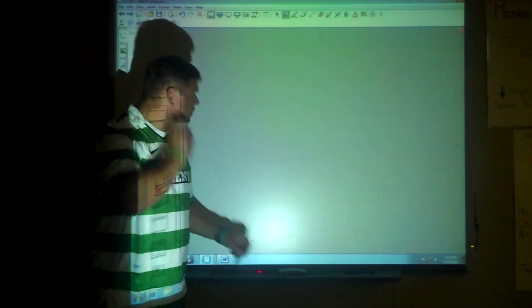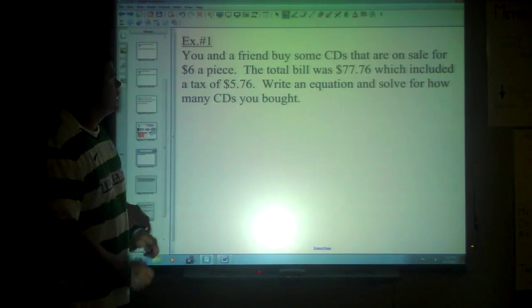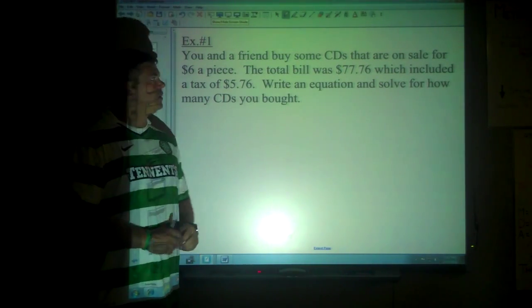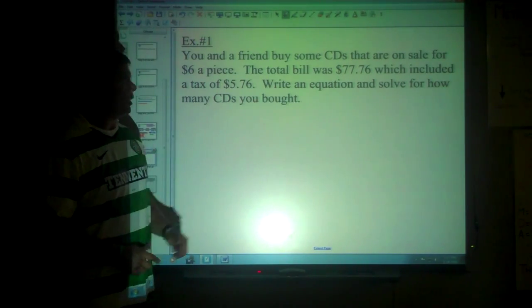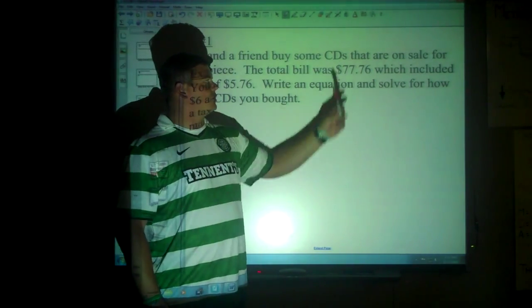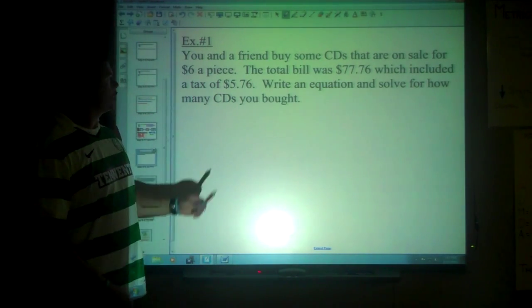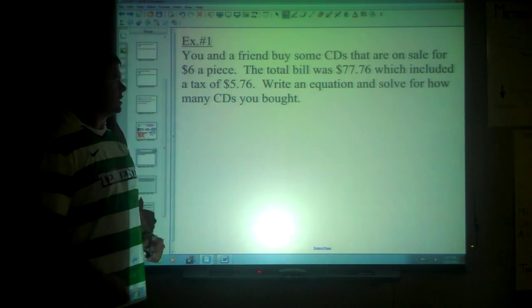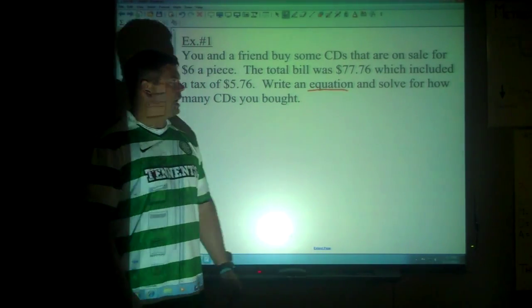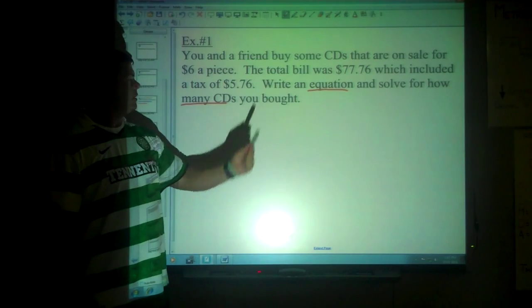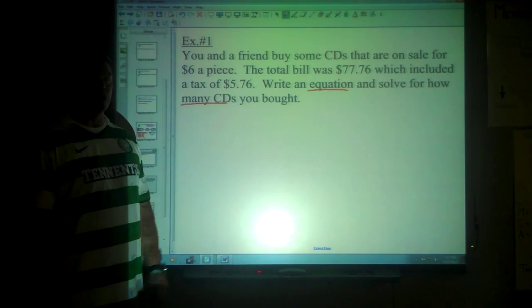So let's see if we can do this on a couple examples. You and a friend buy some CDs that are on sale for $6 a piece. The total bill for all the CDs was $77.76, which included the tax of $5.76. Write an equation, so we know we're dealing with an equation, and solve for how many CDs you bought. That's what we're looking for.